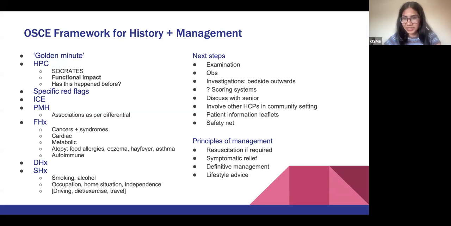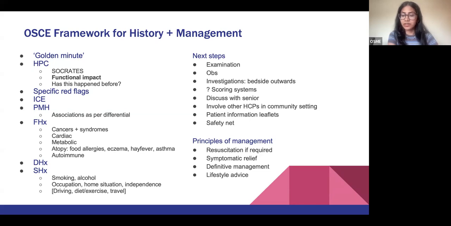If it's an acute presentation, you can't really go wrong by saying discuss with a senior or discuss with an MDT. But if you're in a GP setting, you can bring in other healthcare professionals. So, for example, if you diagnose someone with COPD in your OSCE, you can say refer them to the COPD nurses, asthma nurses, diabetes nurses. You can always give someone a leaflet if you're giving them a new diagnosis.